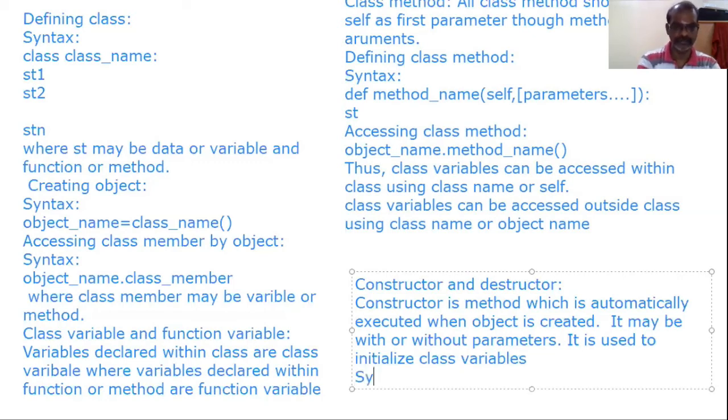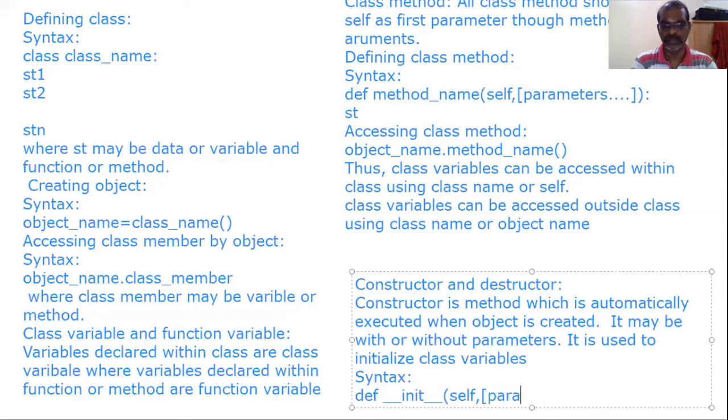Syntax. Simple. You should have, as usual, the def keyword, then double underscore, then init, and after that also double underscore. Here the self keyword is compulsory. Parameter list is optional. That's all. It should be like this.